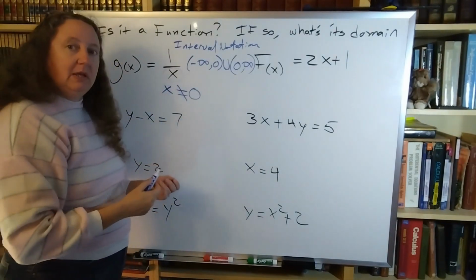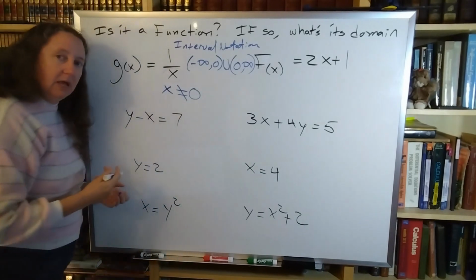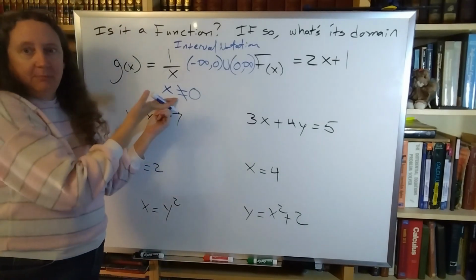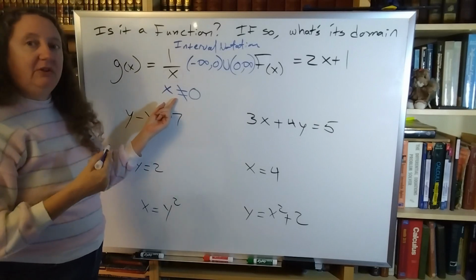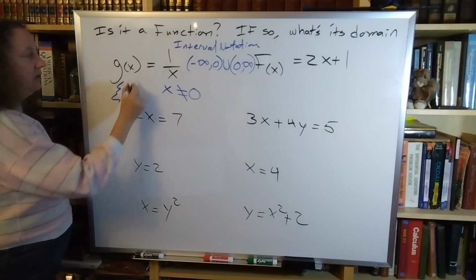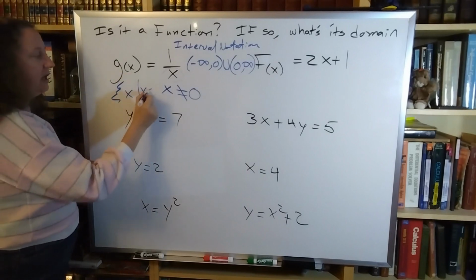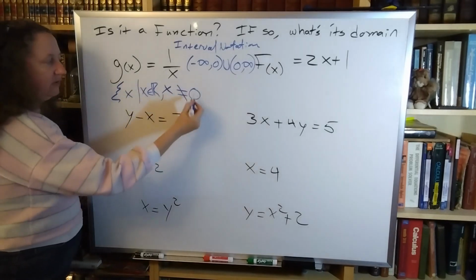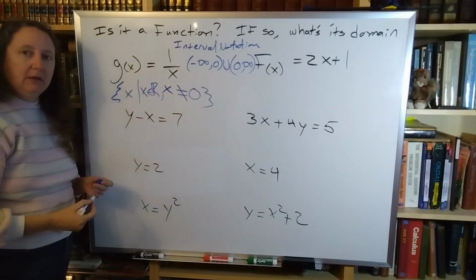The other way is inequality notation. I'm going to use set notation also. Using set notation, I would have the set of all numbers x, such that x is an element of the real numbers, and x does not equal 0, and that's done.